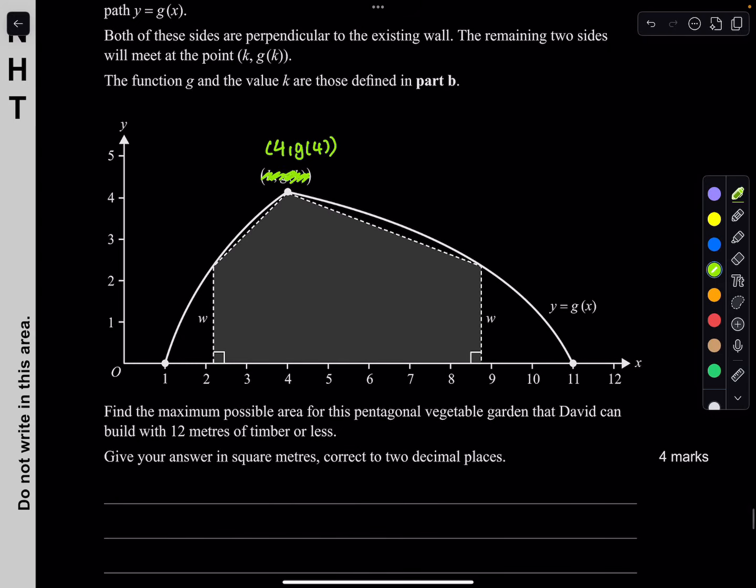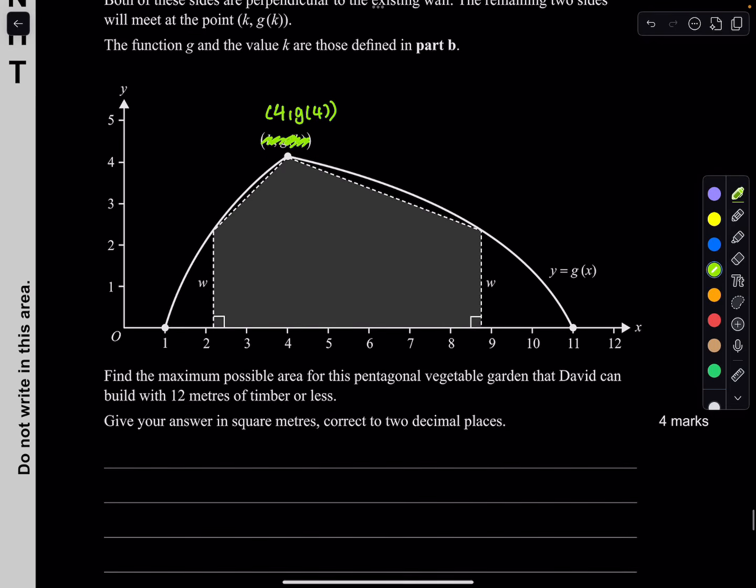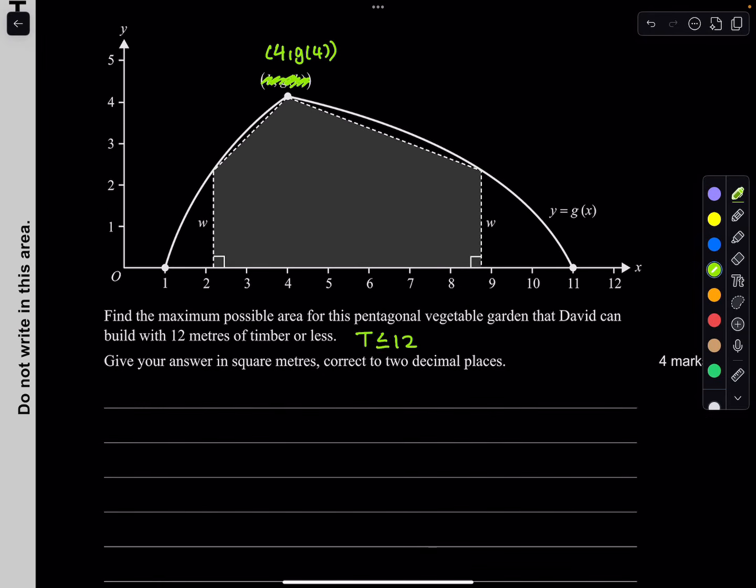Okay. Find the maximum possible area for this pentagonal vegetable garden that David can build with 12 meters of timber or less. So we're saying the timber can be less than or equal to 12. Give your answer in square meters. First of all, we need to find a formula for the area of this pentagonal vegetable garden, which is not too bad because you can just split it into 2 parts, can't you? This here is a triangle and this is a rectangle, and this here is just the same as the original one.